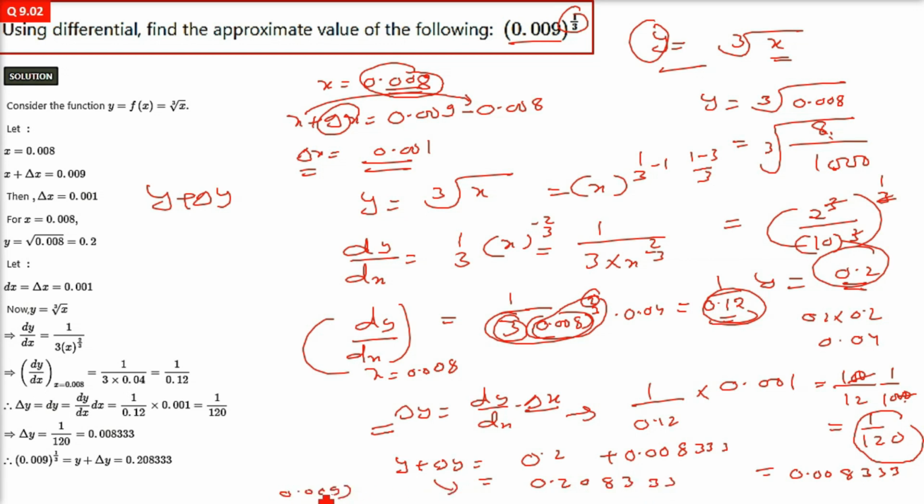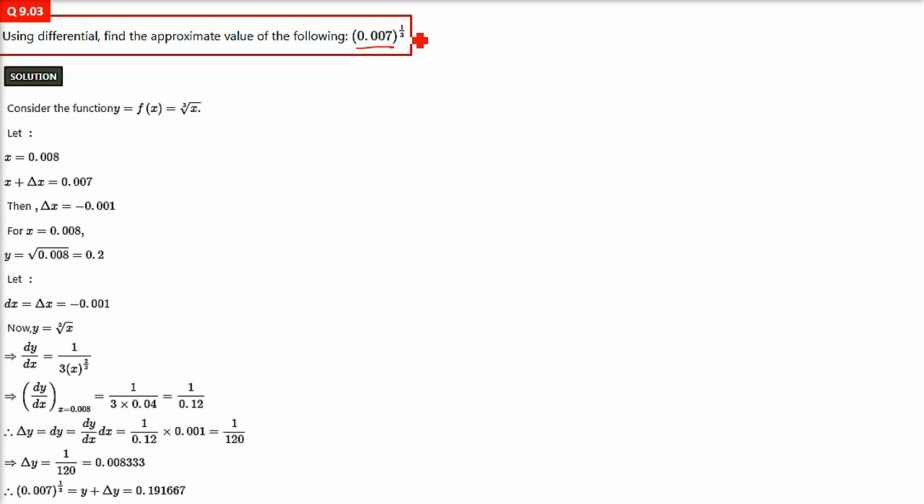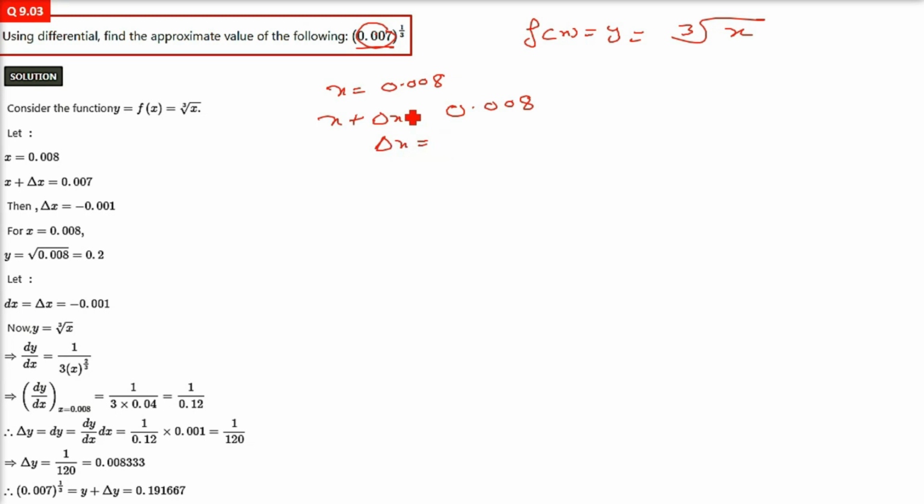So this is the value of 0.009 to the power 1 by 3. Now, 0.007 to the power 1 by 3. The value has to be taken so that you get a proper value out of it. So for that, we take y equals cube root of x. We take some x value so that you get a proper cube root, and you know 0.008, from the previous question also we have taken x as this. Now x plus delta x is 0.007, the actual value given in the question. So to find delta x, you subtract: 0.007 minus 0.008 is minus 0.001. This is your delta x.